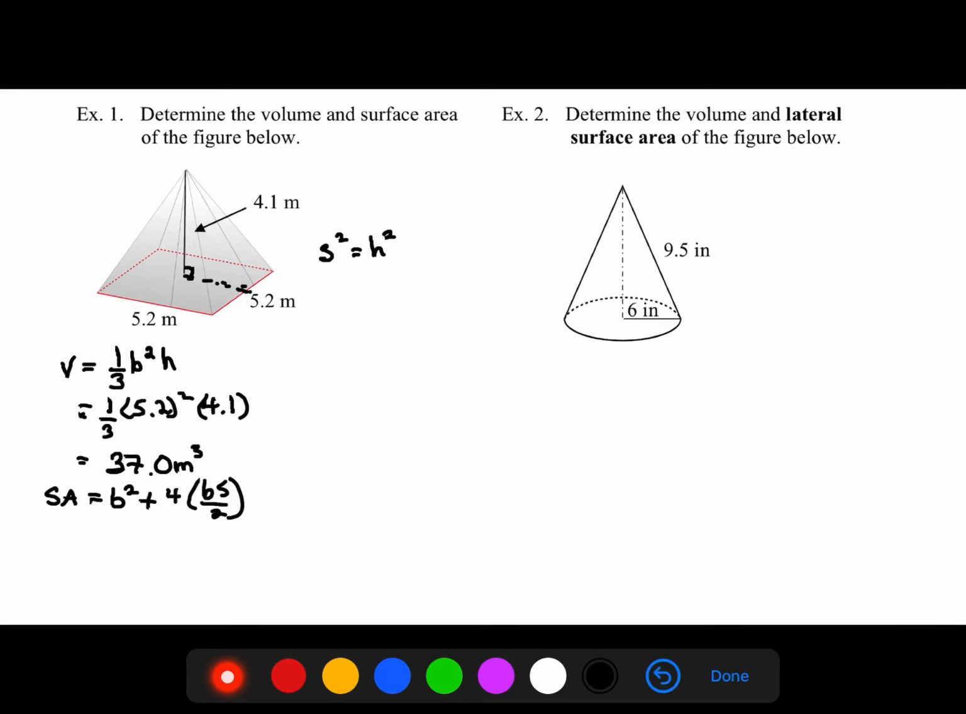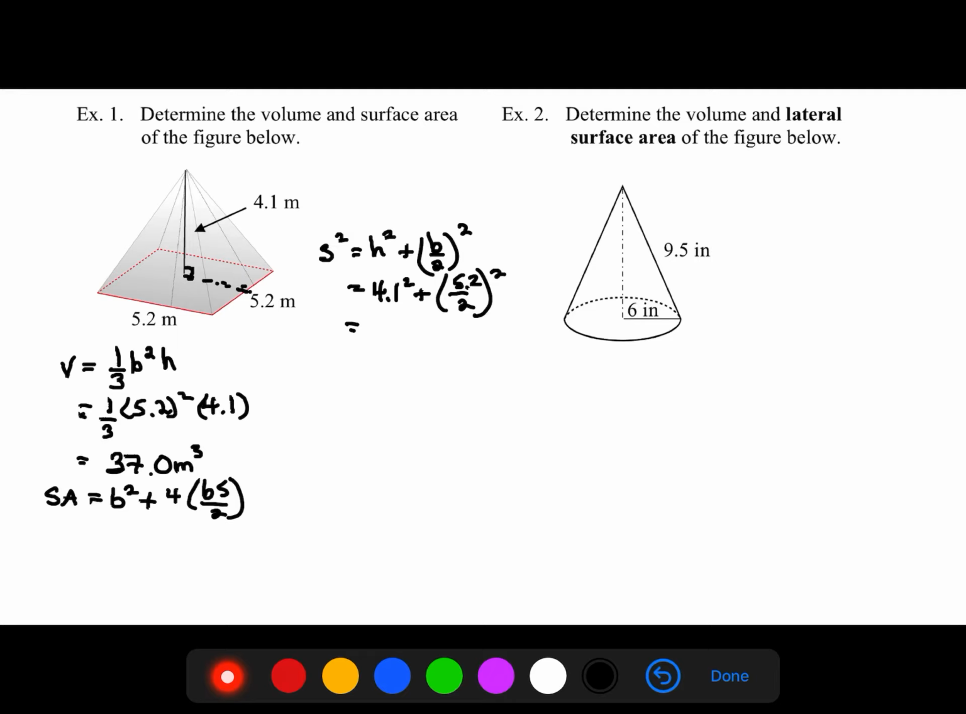Now, we notice that we don't have our slant. So we're going to calculate our slant. Slant squared equals height squared, and remember that we have to take our base divided by 2 and square that. So subbing in our numbers, our height is 4.1, and we're going to sub in 5.2 divided by 2 and square it. And again, we can do this all in one step in our calculator.